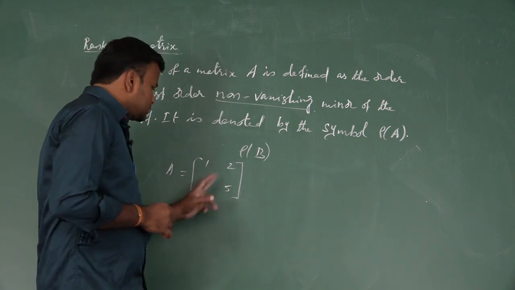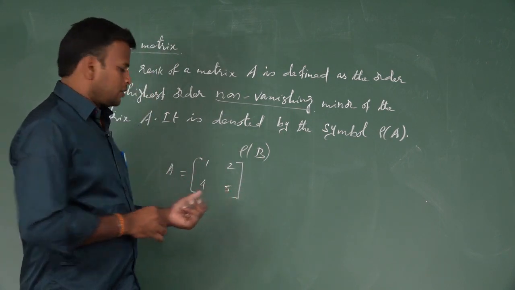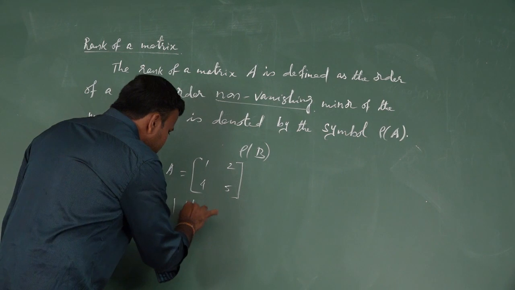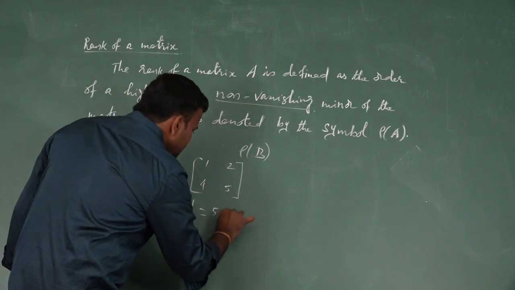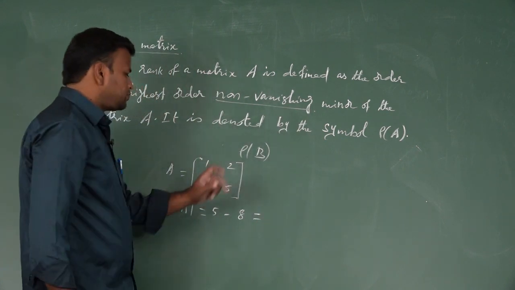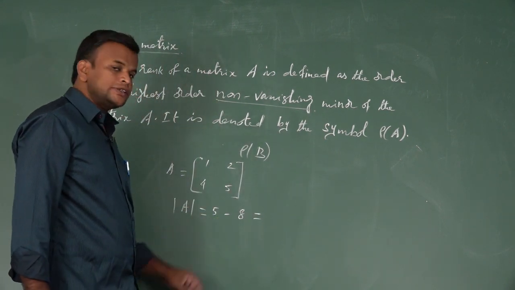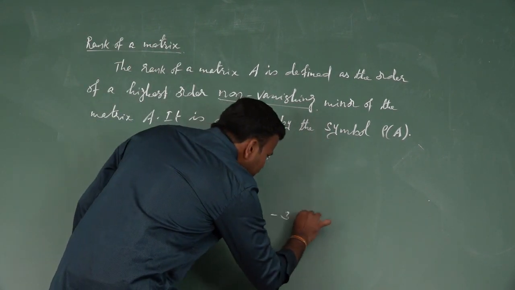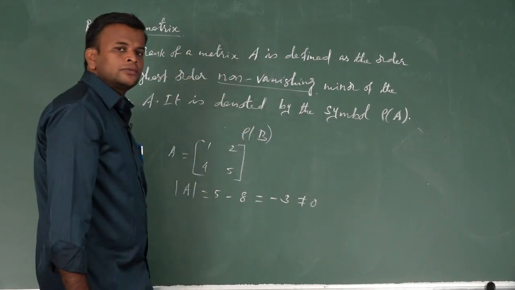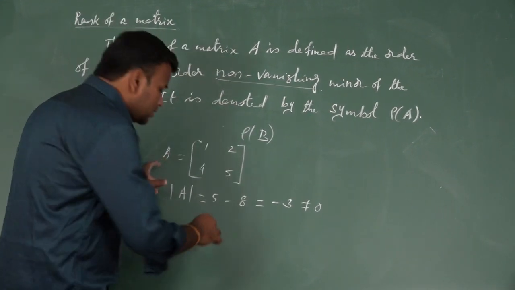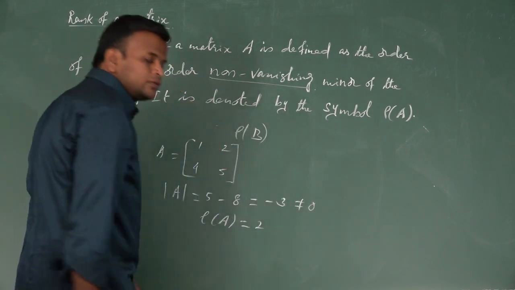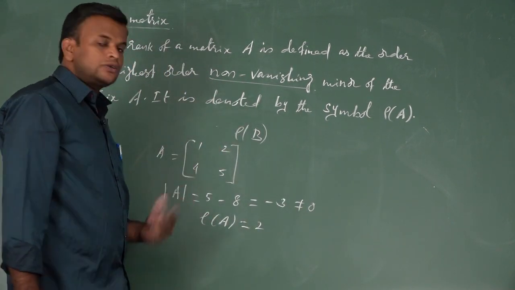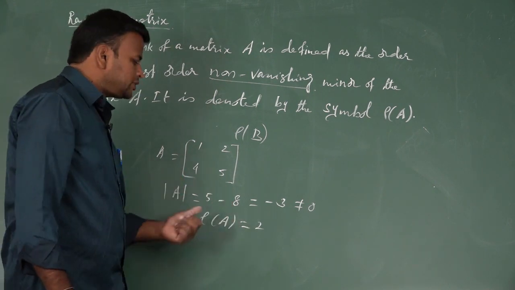So I will take this example A. To find its determinant value: what is its determinant value? 1 times 5 is 5. Minus 4 times 2 is 8. 5 minus 8 is minus 3. Minus 3 is non-zero. The matrix name is A, so rho of A is 2, because its order is 2. So the rank of the matrix is 2.